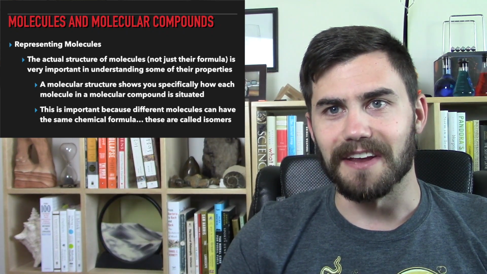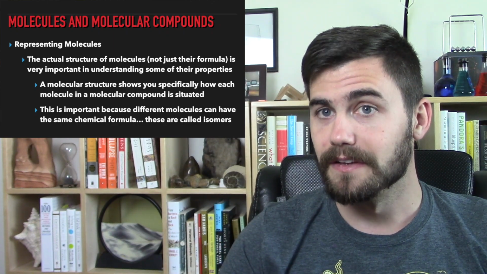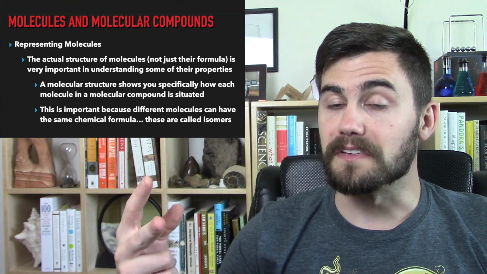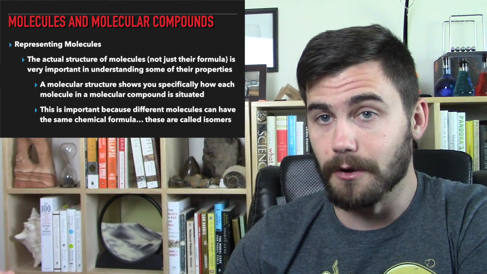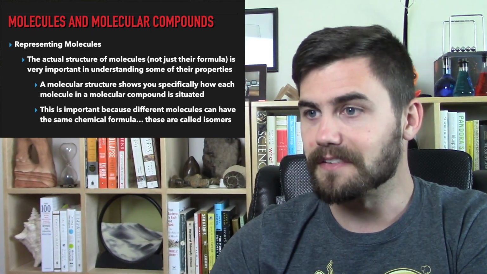The other tricky thing with this is that two different molecules can have the exact same chemical formula. So the only way to distinguish them from each other is to see a 3D model or to draw it out. There are ways to draw them and ways to build them. But in any case, they're called isomers.